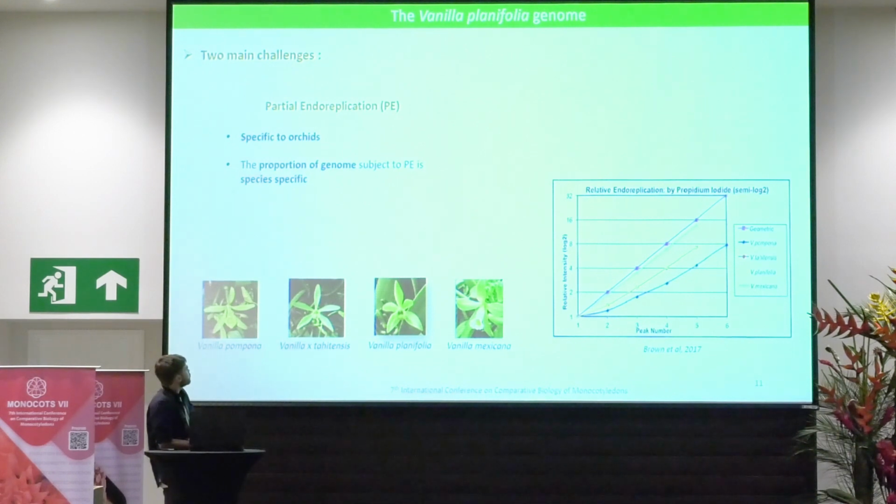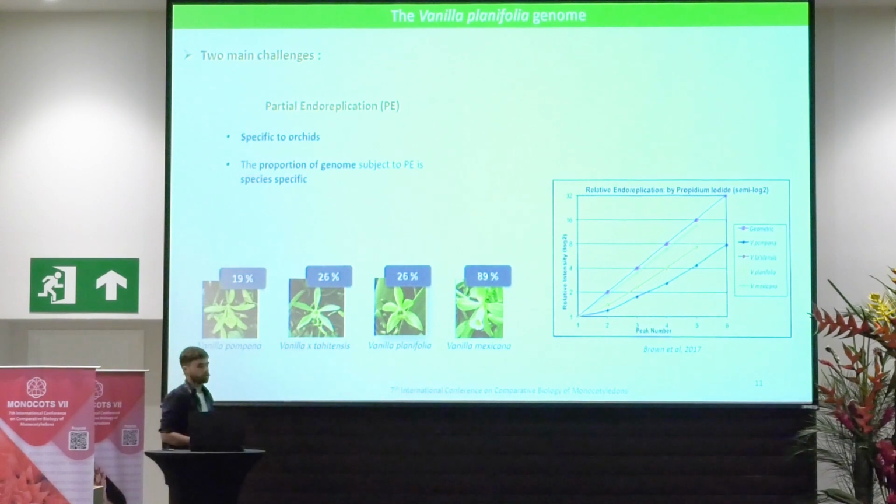The first one is that the proportion of the genome subject to partial endoreplication is species specific, with Vanilla planifolia and tahitensis showing approximately 26% of their genomes that are replicated at each endocycle, while some other vanilla species like pompona and mexicana show a very low or very high portion of their genomes that are replicated. So, it varies among other orchid species as well.